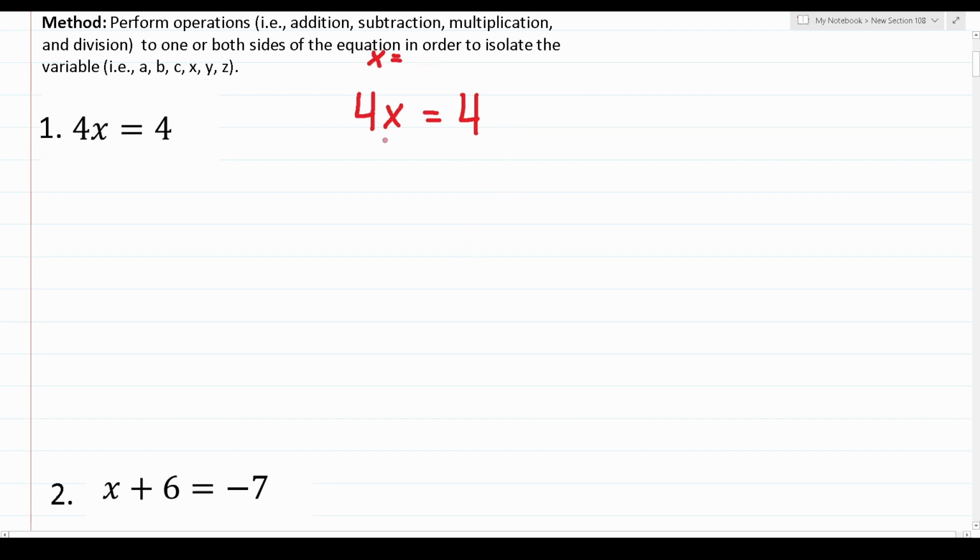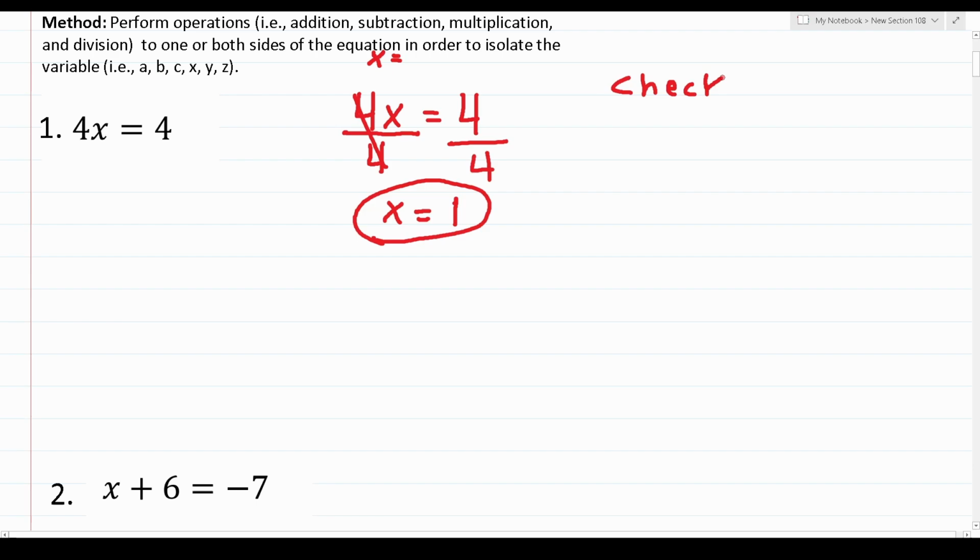So the first thing we want to do here is divide both sides by 4. This crosses out here, leaving you with just x on this side. 4 divided by 4 is 1. All right, so we are pretty much done with this one. We said x equals 1. Now, is there a way we can check to see if x equals 1 makes this equation true? We can. We can quickly check our work if we really wanted to.